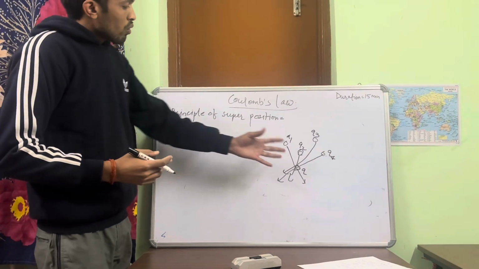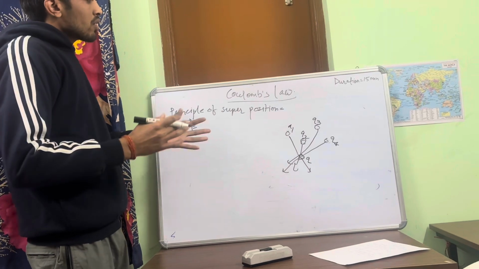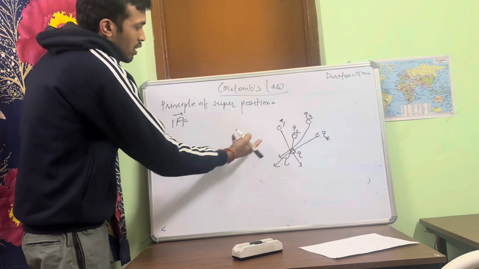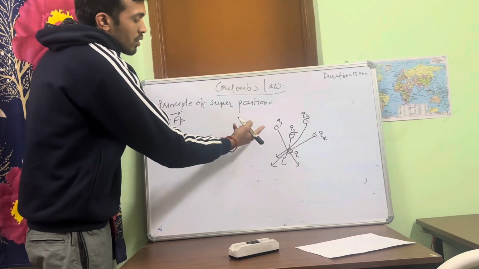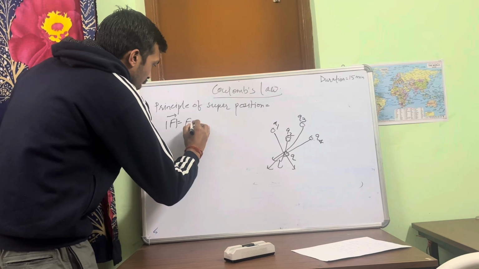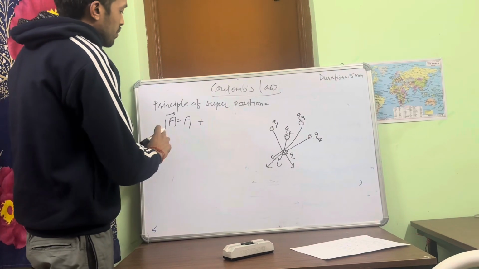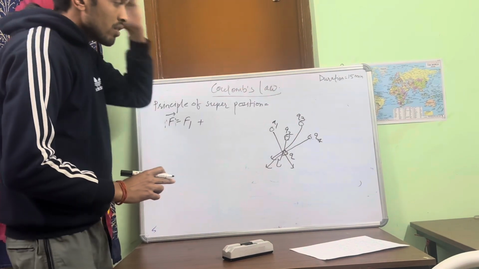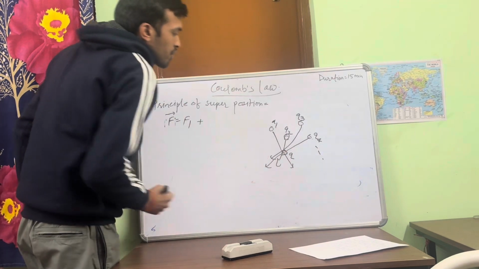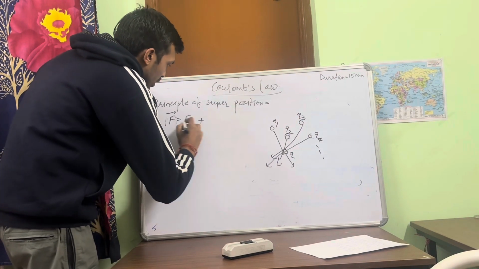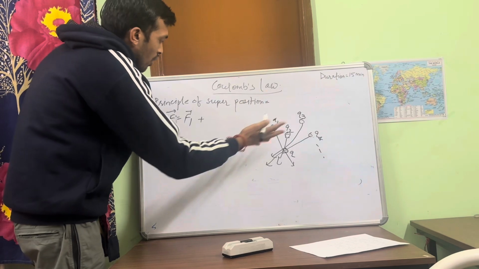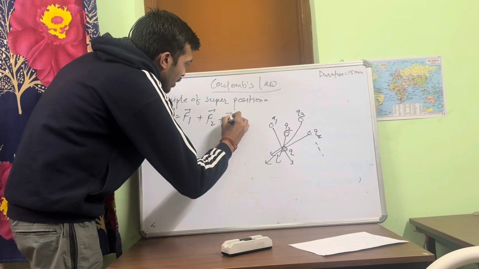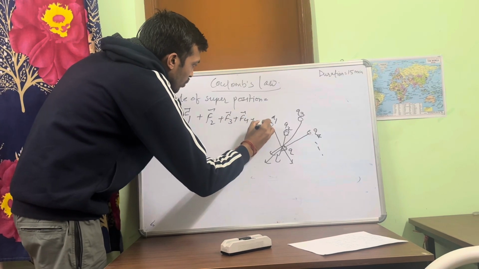So the total force on the charge Q is a vector sum of forces due to other charges. Let's suppose the force due to charge Q1 is F1, due to charge Q2 is F2, due to charge Q3 is F3, and due to charge Q4 is F4. So this is basically a vector sum of all these forces: F1 plus F2 plus F3 plus F4 and so on.